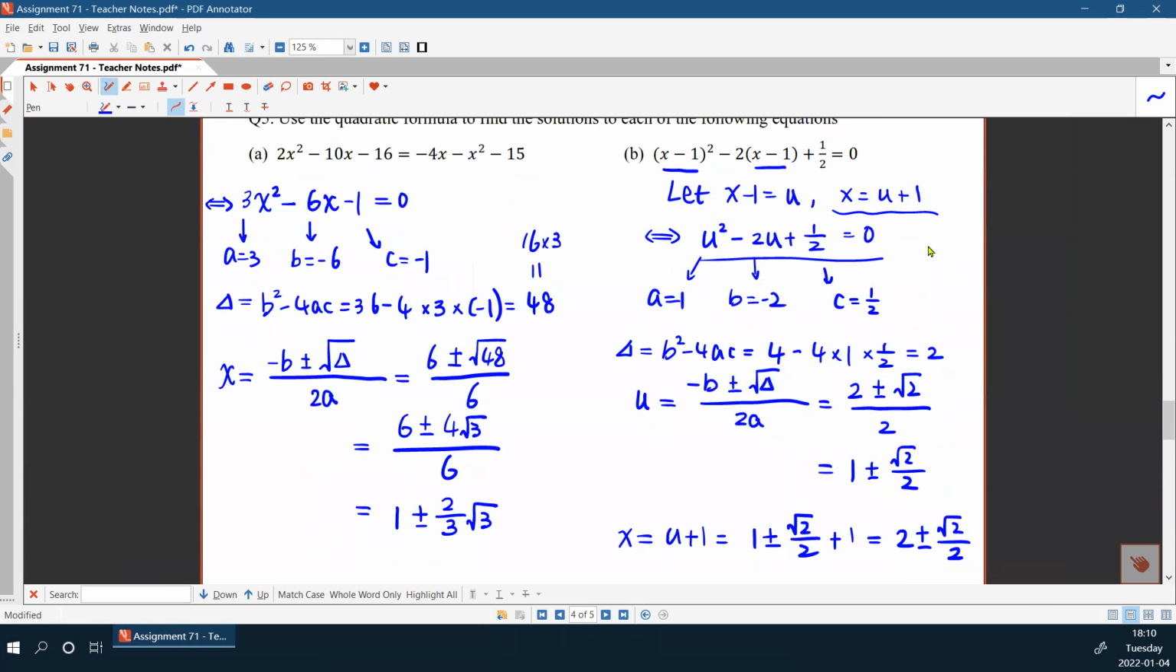And of course, the other method is to expand everything and convert it to the standard form quadratic formula. You can choose either way, right? Okay, so please have a look at the two questions here, and let me know if you finish.